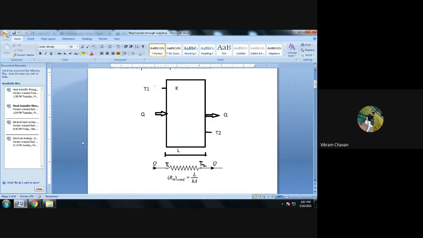Remember this particular point. Now, when we discuss the electrical analogy for conduction by using Fourier's law, the potential difference is analogous to the temperature difference. The heat transfer is analogous to the electric current, and the thermal resistance is analogous to the electrical resistance that we discussed already in previous lectures. In a similar fashion, we have to draw the analogy diagram for this particular wall. So heat is transferring from this surface to this surface, and we have to show the direction of heat transfer over here.